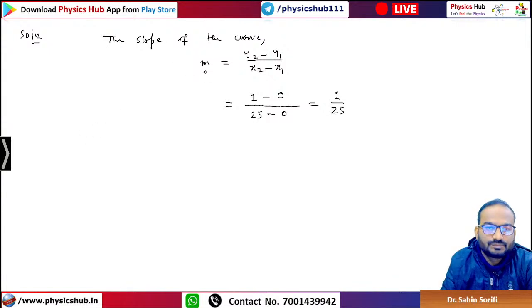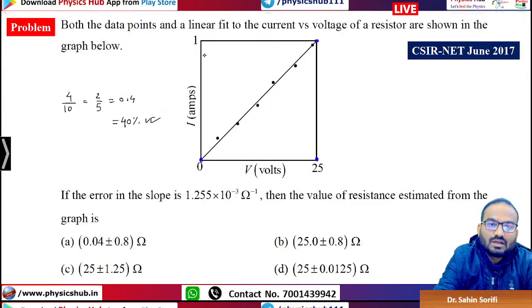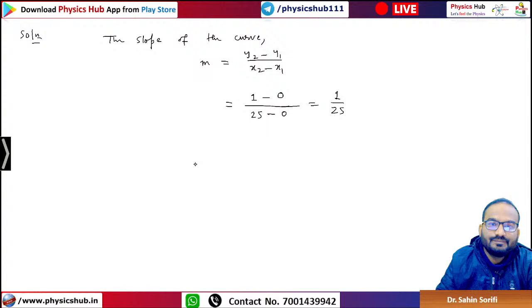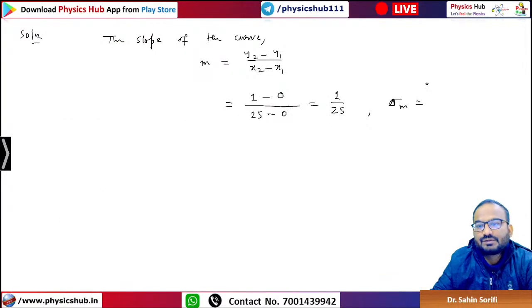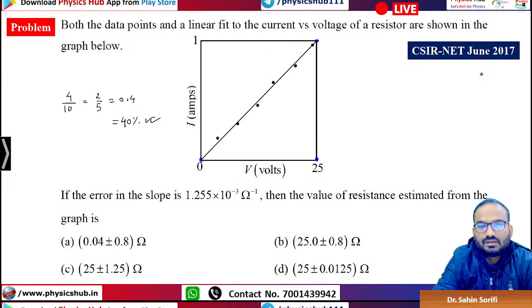So this is the slope. Value error in the slope. If I call it m, error in the slope, delta m, or sigma m. Sigma m is how much? 1.255 into 10 to the power minus 3. For the timing, let's ignore the unit.